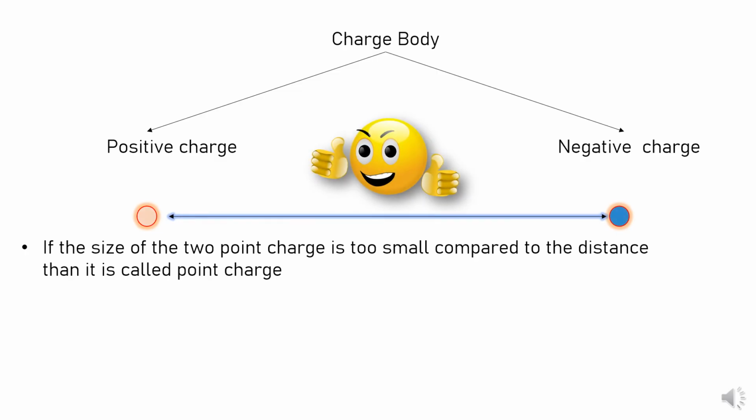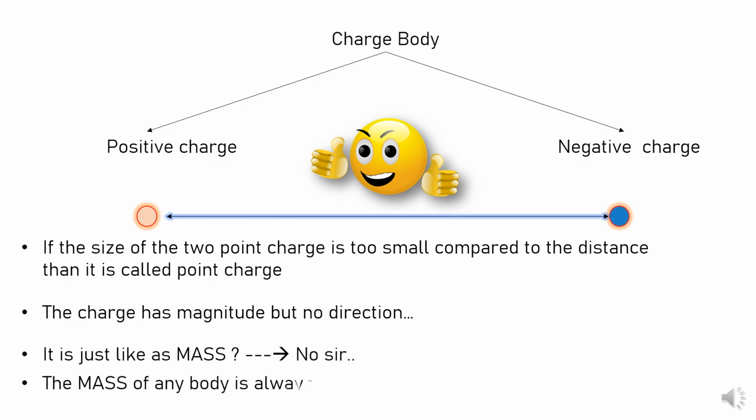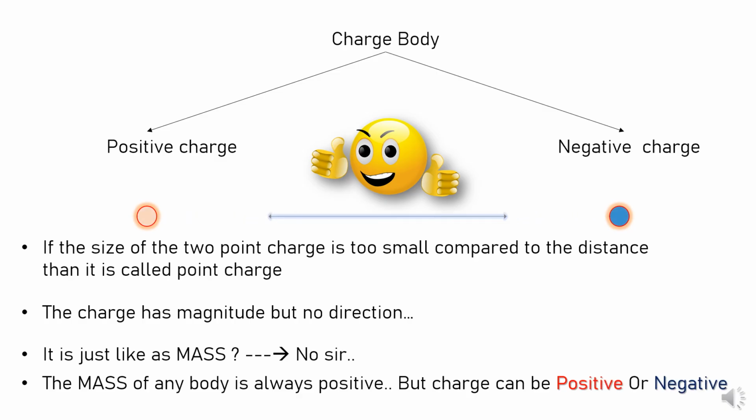Moving further, the charge has a magnitude, but there is no direction. Any charged particle has its own magnitude, but there is no direction. Can we say this is just like a unit called mass? No. A mass of any body is always positive. But in case of charge, the unit is either positive or maybe negative. So this is the difference between mass and a charged body. A charged body has a magnitude but no direction.